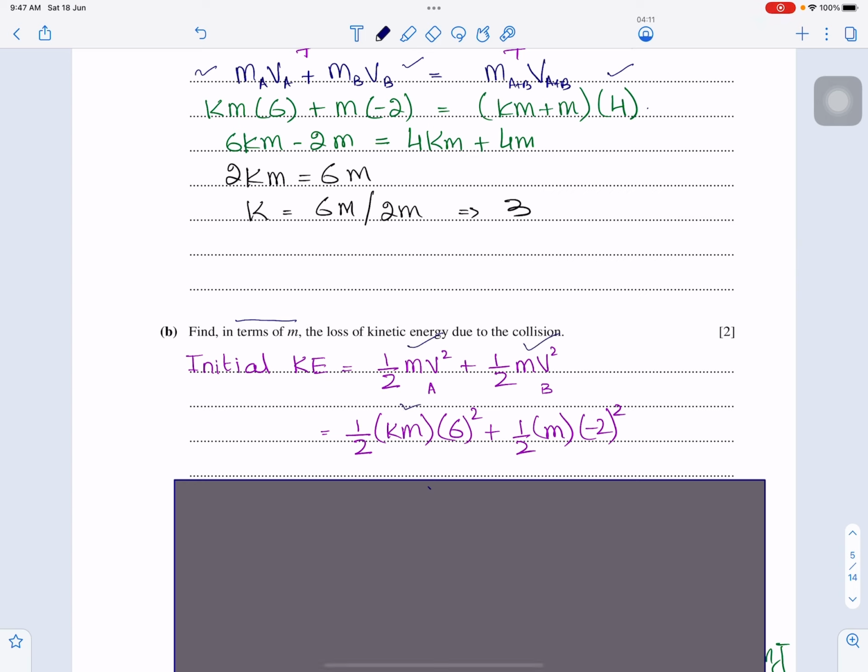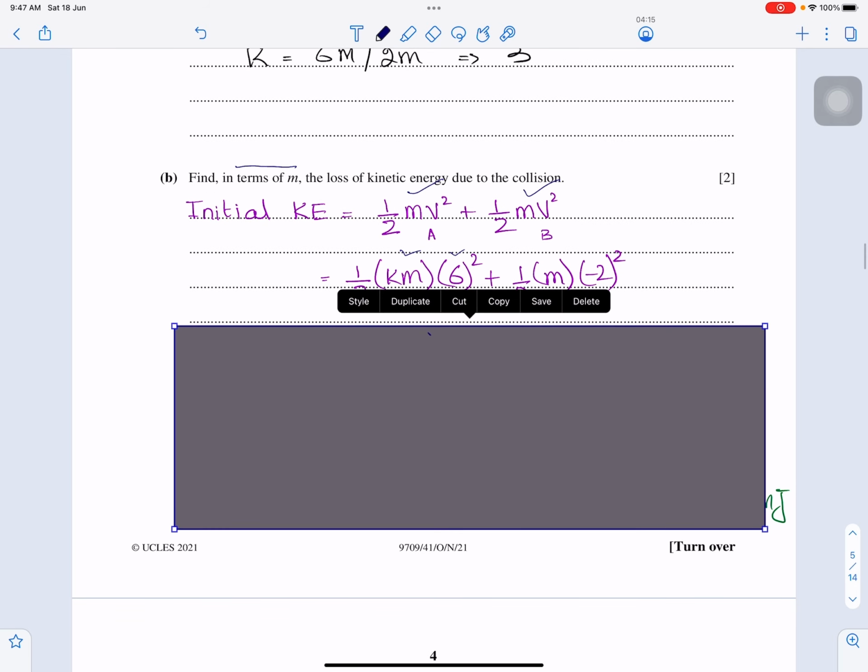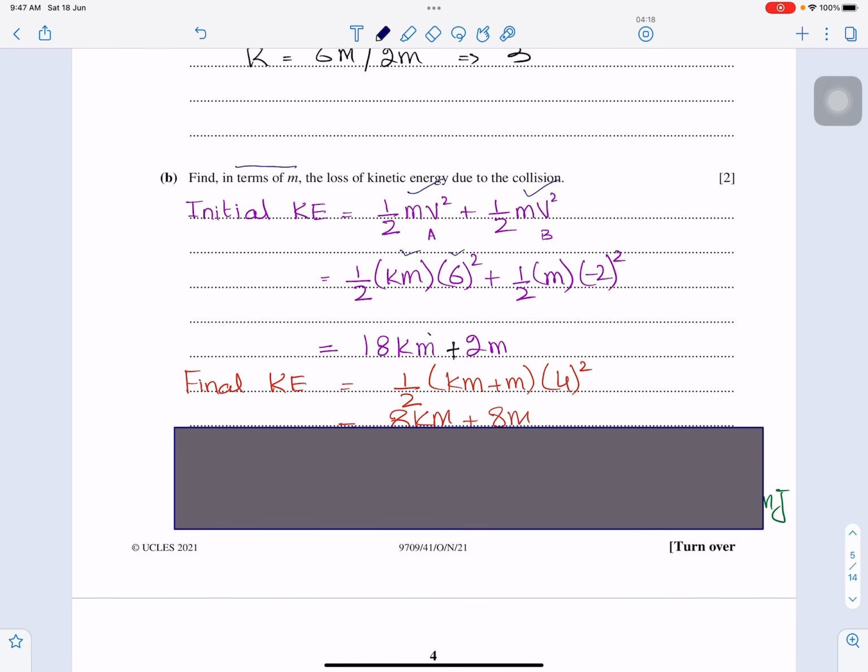So I am taking it for body A and for body B. So I have substituted these values here and simply calculating it. And it will be in terms of m. The value of K I will substitute later. If you want to substitute at this stage, you can. Choice is yours. And then final KE.